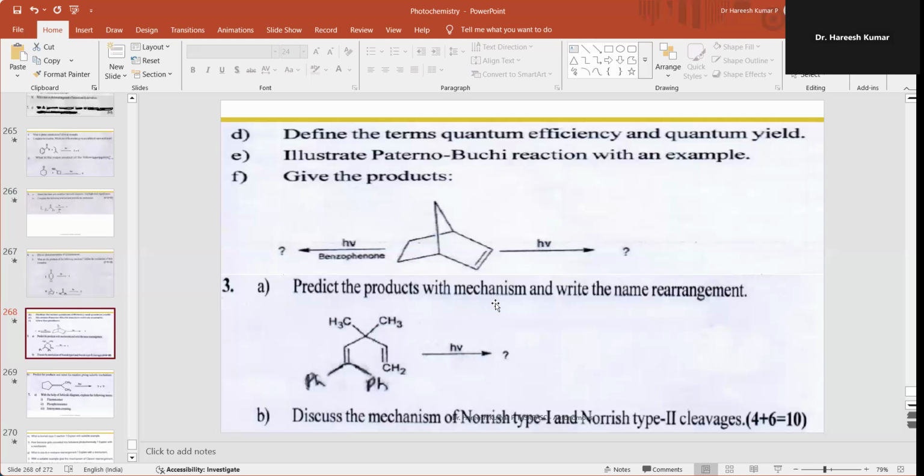Then predict the product and write the mechanism. This is again the di-pi-methane rearrangement. Vinylcyclopropanes are the product. So you have to discuss the mechanism of Norrish type 1 and Norrish type 2 and distinguish between them. Norrish type 1 means carbonyl compounds react with the olefin and form an oxetane as the product. Norrish type 2 reactions mean the carbonyl compounds having gamma hydrogen undergo the Norrish type 2 reaction, forming a product. That's the difference. You can take the mechanism of Norrish type 1 and Norrish type 2 with an example that will explain. I will go to the next slide.